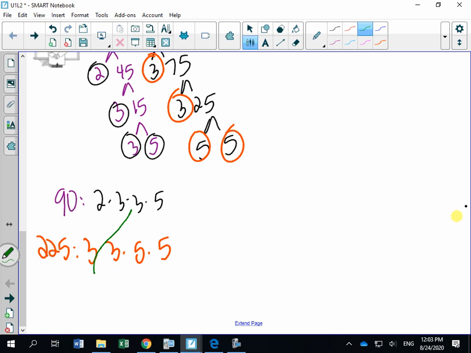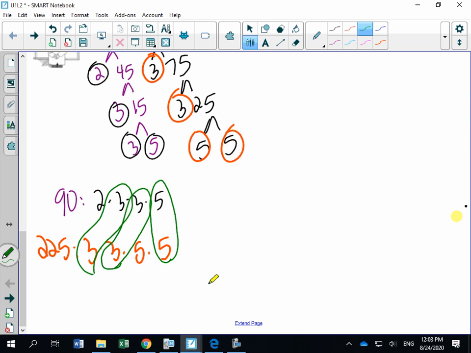If it's common to both, circle it. I could circle this pair of 3s because remember it said including repeats. And can I circle a pair of 5s? Yes. I could either circle those 2 or these 2. It doesn't matter as long as you circle a pair.